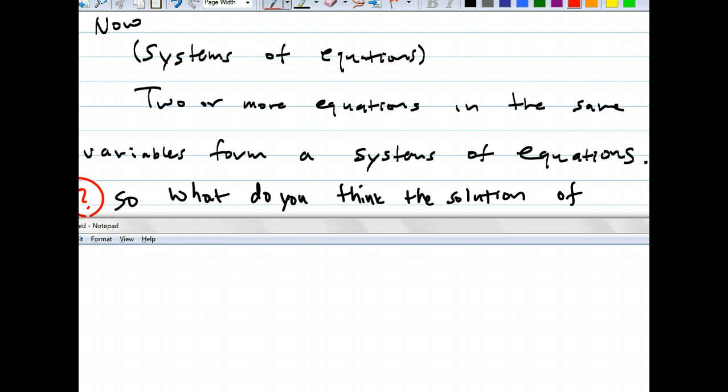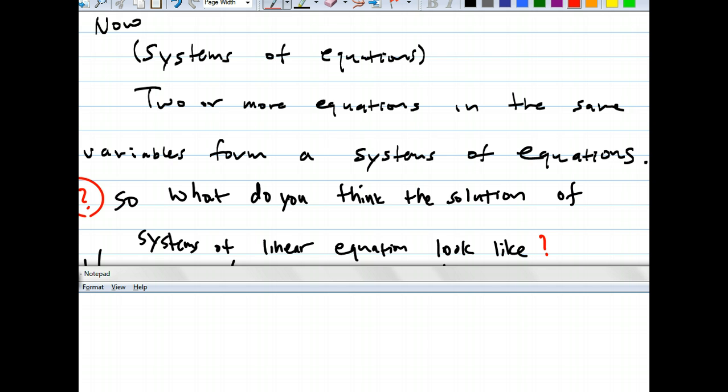Okay, so first of all, let me ask you this question. What do you think the solution or solutions of a system of linear equations will look like? Okay, write that down. We know the solutions of one linear equation. We know what the solutions look like, don't we? What do they look like? They form a line, right? They're a bunch of ordered pairs, a set of ordered pairs that forms a line. But if I give you two linear equations, what do you think the solution of these two equations will look like?